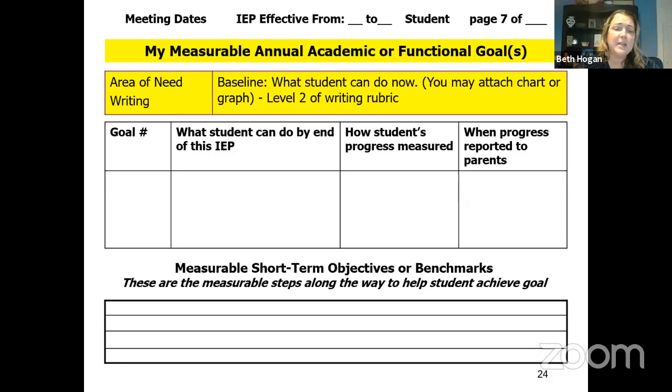And then the baseline is going to be a statement that is pulled from those present levels of performance narratives that took place earlier on within the IEP. Should be very short. There might be a chart or a graph there, but this should be very short because the present levels were already really hashed out earlier in the process.